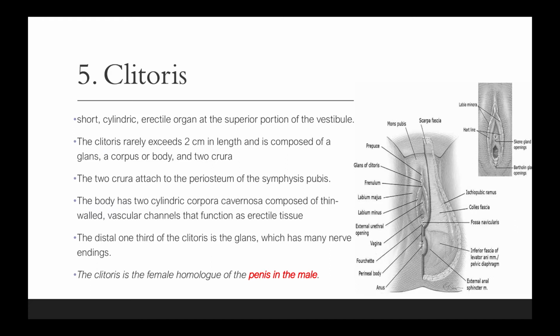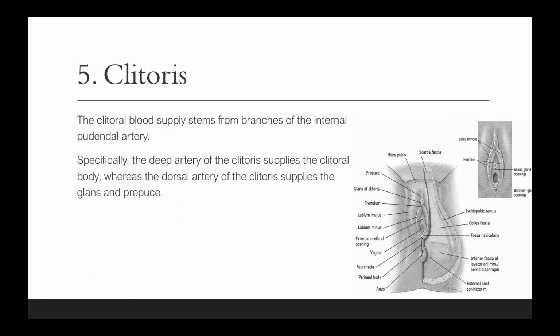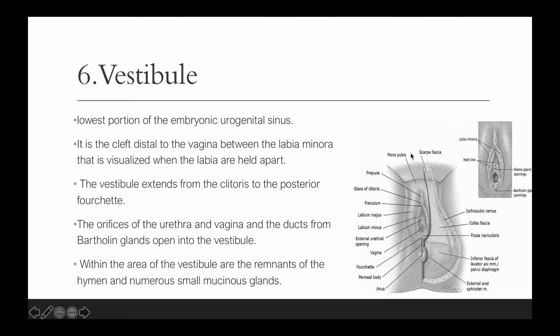Now, the clitoris is the female homologue of the penis in the male. The clitoral blood supply stems from branches of the internal pudendal artery. Specifically, the deep artery of the clitoris supplies the clitoral body, whereas the dorsal artery of the clitoris supplies the glans and prepuce. Next, we have the vestibule.